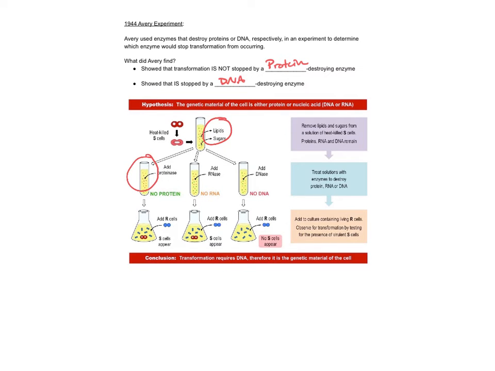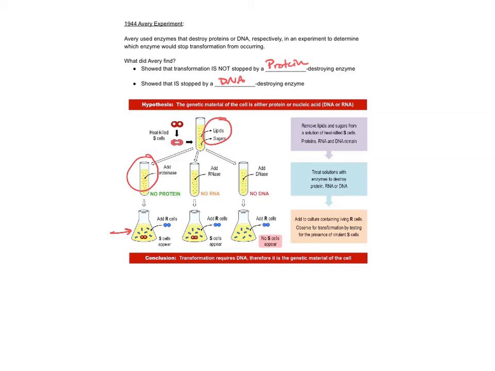When he did that, he grew new bacteria cells in that solution, and he discovered that S cells, which are the ones he was getting the DNA, proteins, and RNA from, appeared even though the cells in the solution he was growing, which were the R cells, did not initially have S cell characteristics. So when he broke apart proteins, S cells were still able to appear even though that culture did not start with any living S cells, which means that protein was not genetic material because when it was broken down, it didn't prevent transformation from occurring.